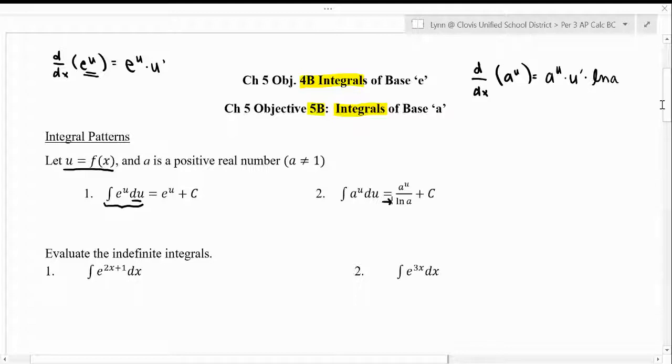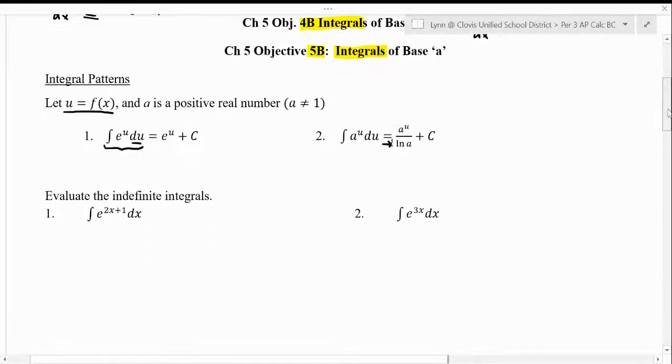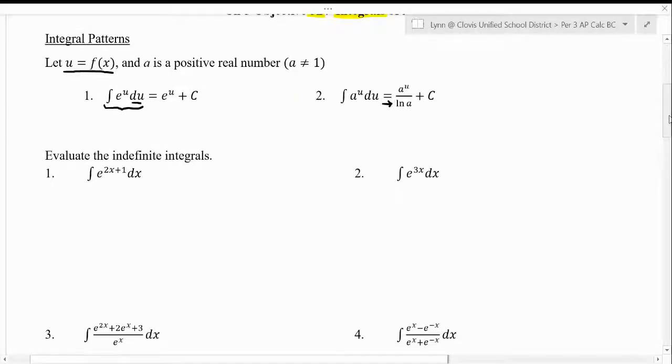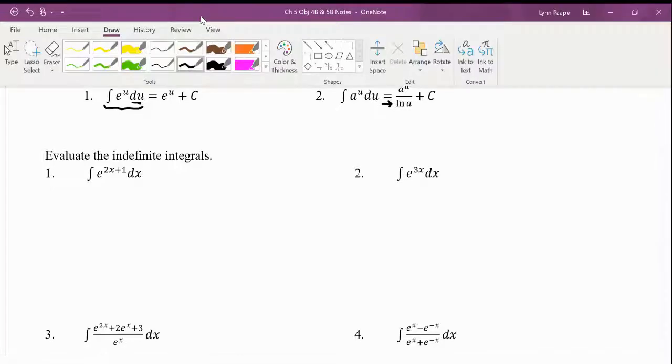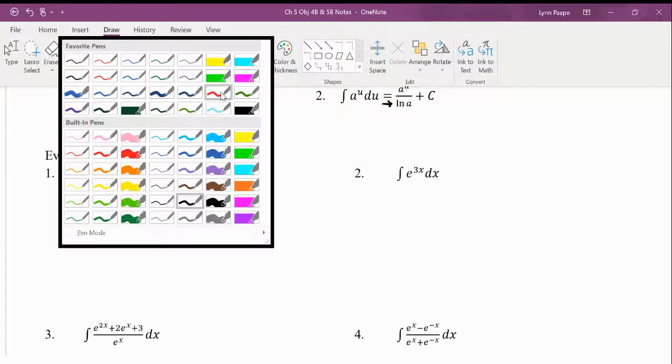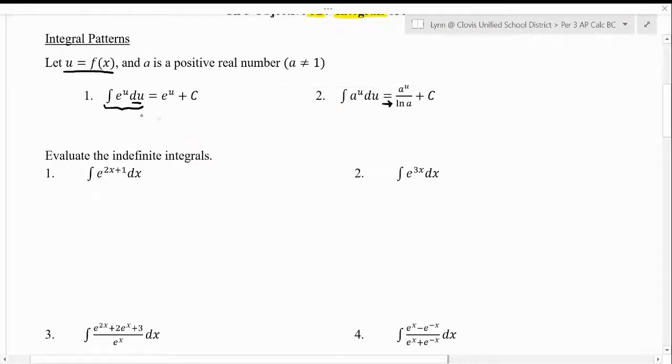All right, so let's go ahead and take a look at a couple of these problems here. The first thing is always, try to rewrite it in that format of, where you're going to have your e, your base to u, and then your remaining terms after it. And that will hopefully work out to be that du. And then if there's a coefficient, of course, we will pull that out.